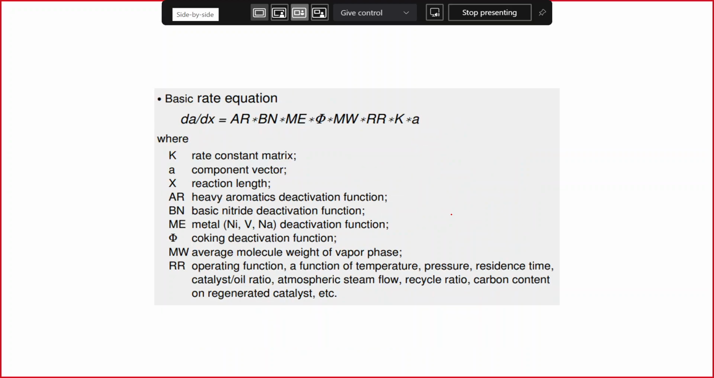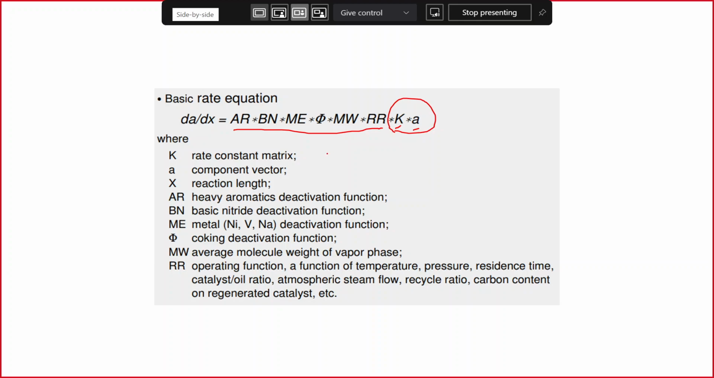And this is the one that I mentioned. So the basic rate equation is simply, how to call it, the first order. So we have K, and then we have the components here. So this can be anything. This can be like a gasoline, this can be diesel, can be anything. And then all of these are just some constants that they put to evaluate whatever they need to evaluate.